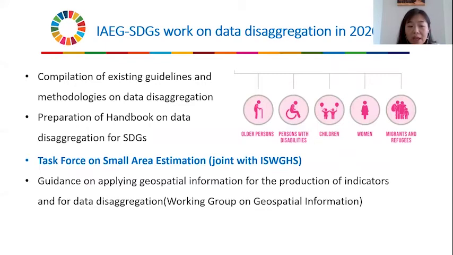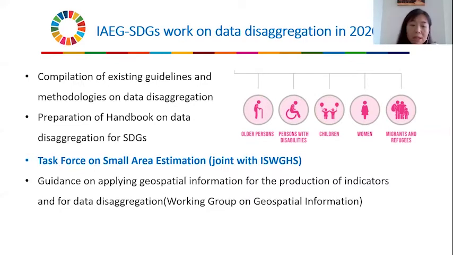The Inter-agency and Expert Group on SDG Indicators, which is composed of member states, was tasked to develop and implement the global indicator framework for the SDGs. One of the main focus areas of the IAEG-SDGs' work in 2020 is data disaggregation. Using small area estimation methods to improve SDG data availability for vulnerable population groups is one of the priority areas of work for the IAEG-SDGs. There is also great demand from countries for technical guidance and training in this area.